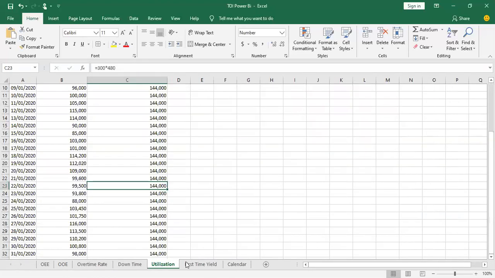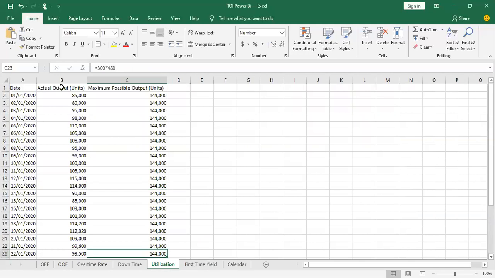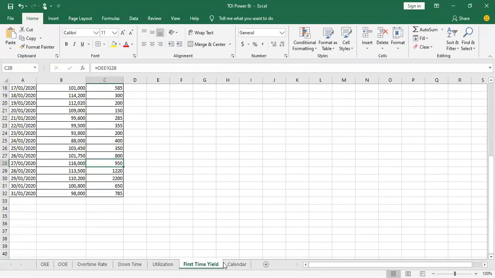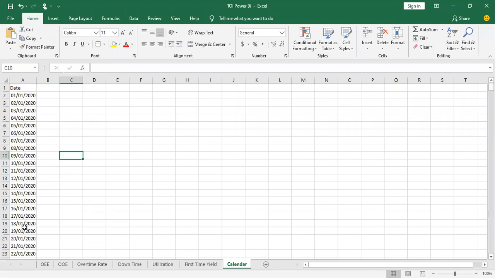Then they have this utilization sheet, where they have actual output and maximum possible output. One thing is that it can be a CSV file, or it can be an Excel file as well. They don't need to work on the statistics in these Excel files, because it's just to maintain the data, and then the statistics will be shown in the Power BI desktop dashboard. So this is first time yield, and this is a typical calendar for the whole year.